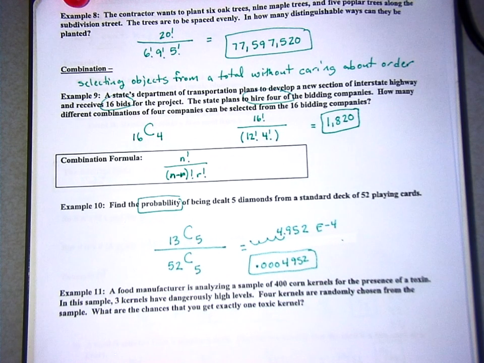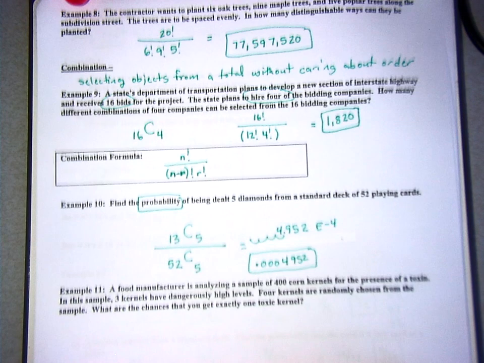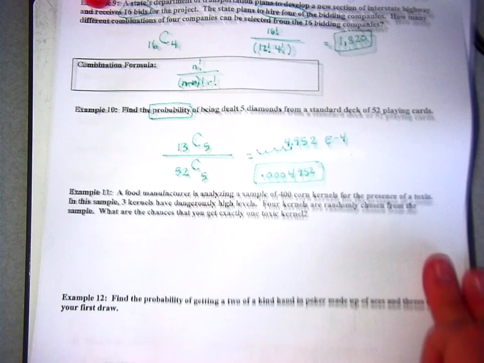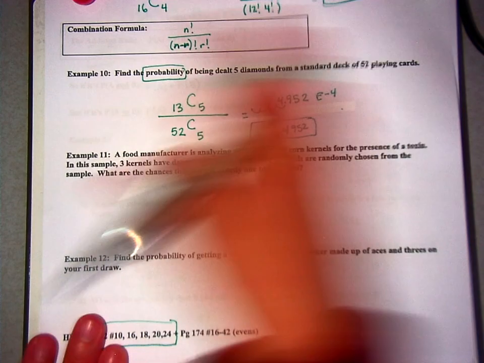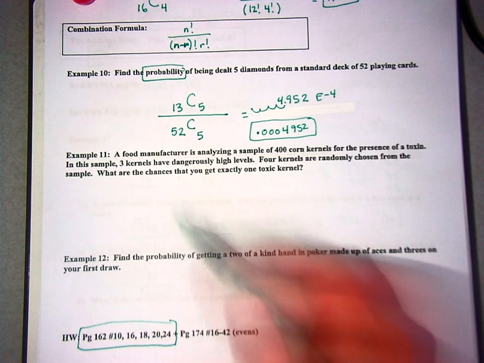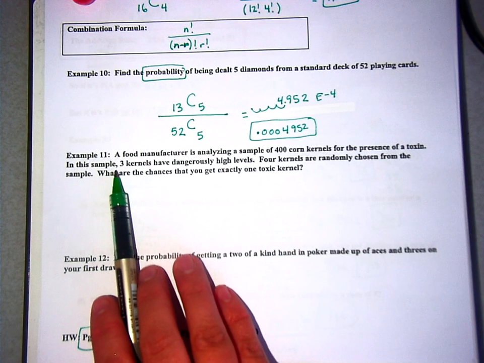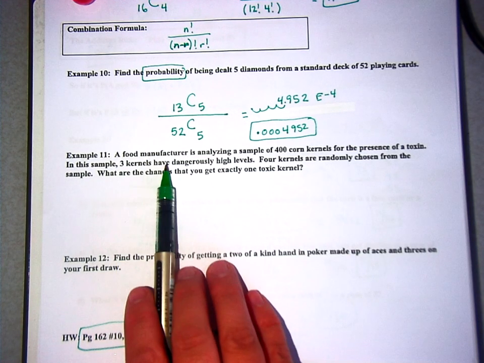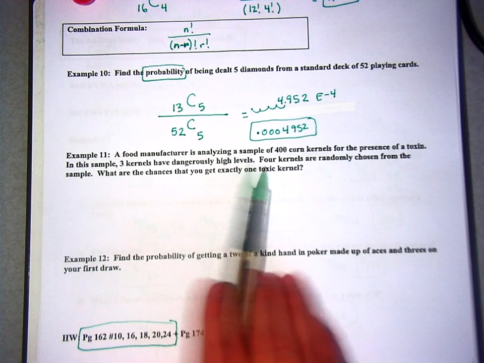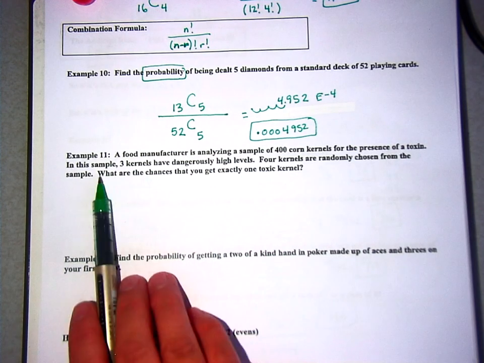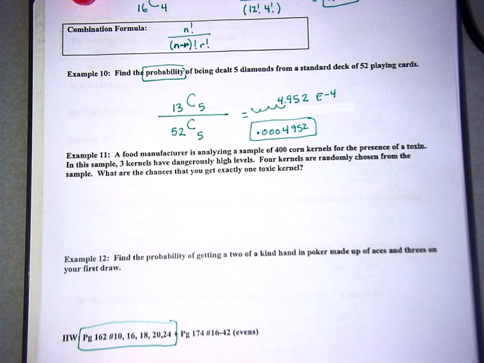Okay. All right, here we go. A food manufacturer is analyzing a sample of 400 corn kernels. By the way, this is pretty accurate. They use this kind of stuff all the time in food manufacturing and in product placement. 3 kernels have dangerously high levels. 4 kernels are randomly chosen in the sample. What are the chances you get exactly 1 toxic kernel?